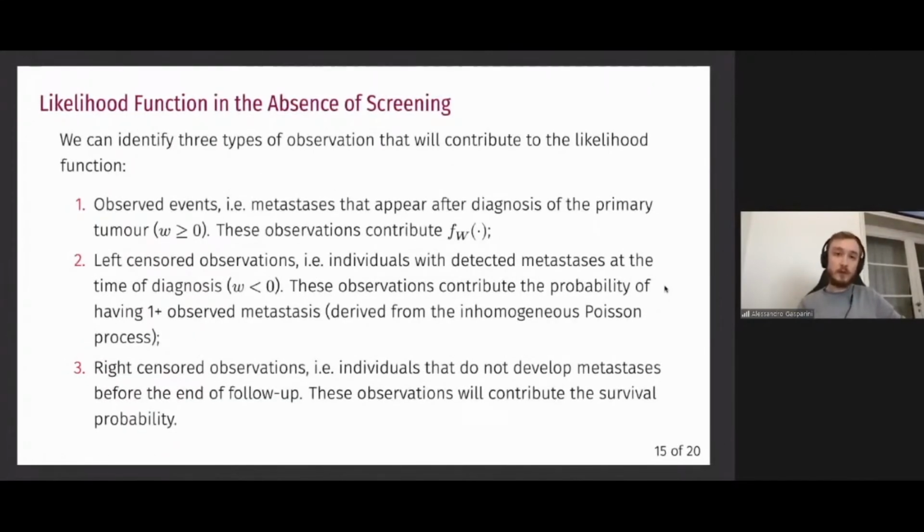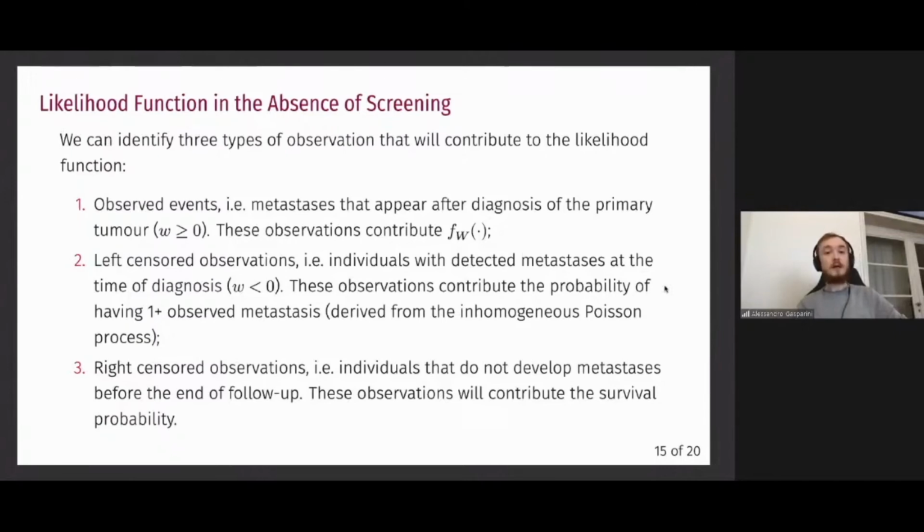Once we formulate this model, we can again formulate a likelihood function. This likelihood function will first and foremost include a model for tumor growth and detection that was described before. Then we can also identify three kinds of observations that will contribute. We can identify observed events, that is, metastases that appear after diagnosis of the primary tumor, and this observation will contribute the density f.